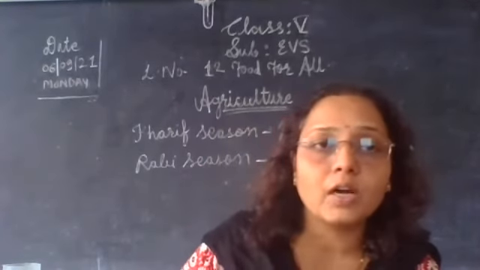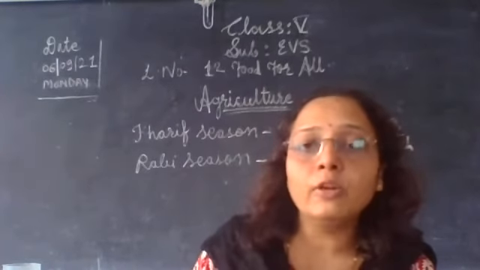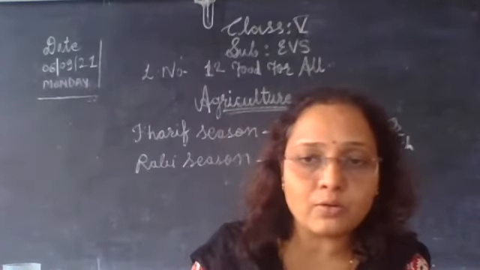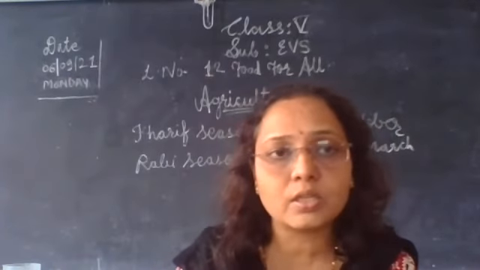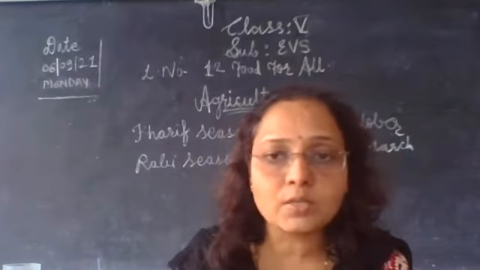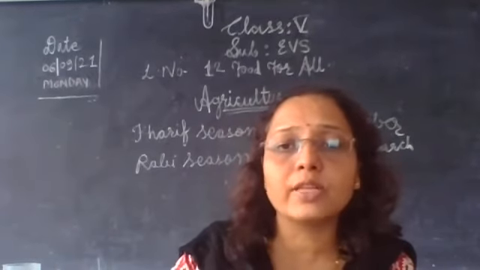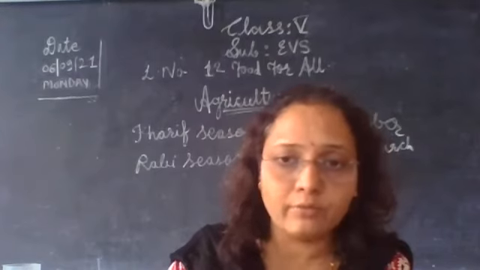We know that our population is increasing day by day. To fulfill this requirement, we have to apply some modern method of agriculture for getting large quantity of yield. Because the more the population, the more food is required for the people. Every day we require food to live.